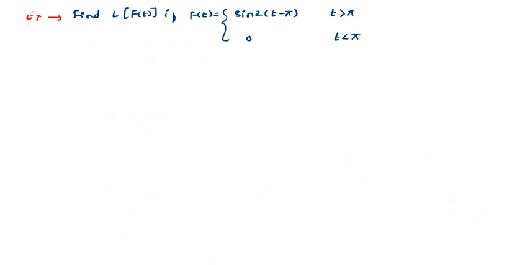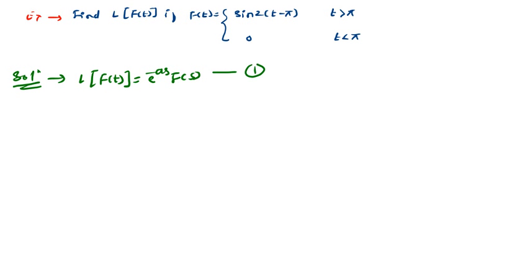Okay, next example we have. Firstly, write down its solution. What will be the solution for this? L of this capital F of t will be nothing but e raised to minus as into f of s. Okay, so this is our solution. I will say this as equation number 1.